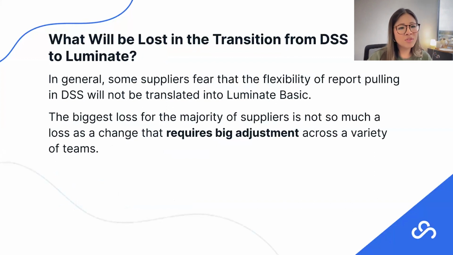So just in terms of the feedback that we're getting from our supplier partners, what we think might be lost in the transition from DSS. In general, a lot of supplier partners we're talking to are concerned about the flexibility of report pulling. As Peter mentioned, you guys have left some comments in the chat. The data sets are not the same. The time ranges are not the same. The ad hoc ability is not the same. So, what we're used to in terms of granularity.